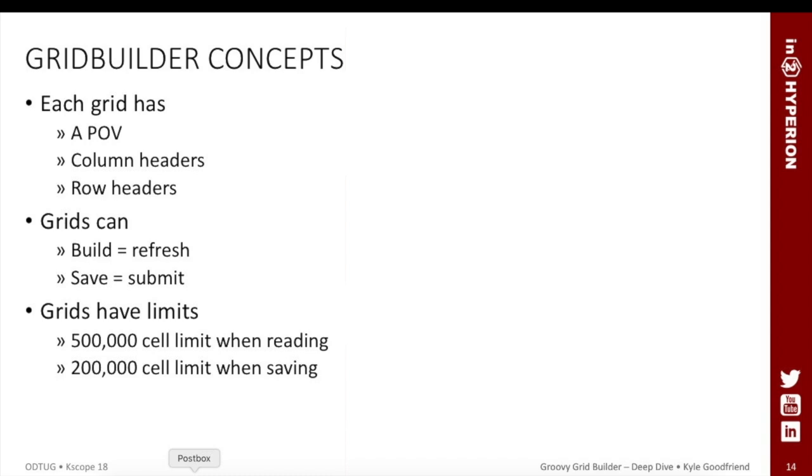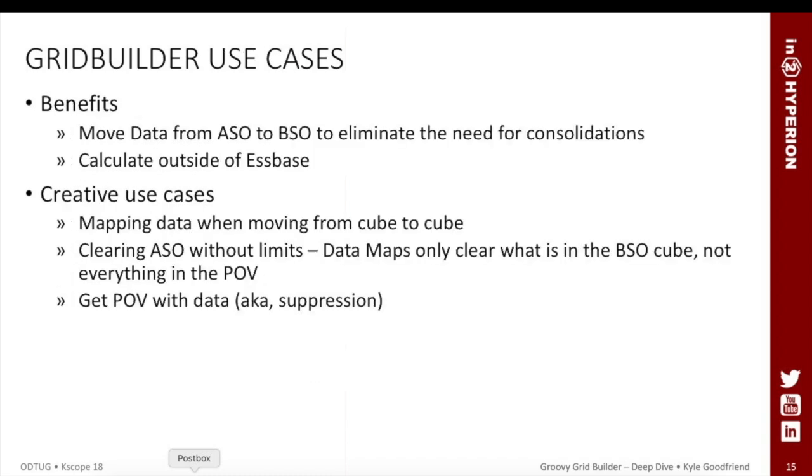And if you understand how to put a Smart View template together, you understand the Grid Builder. You've got a POV, column headers, row headers, and data. That's it. Okay? There are some limitations, so sometimes you'll have to iterate through different points of view if your point of view is large to move data back and forth. And the reading limit is 500,000, the writing limit is 200,000.